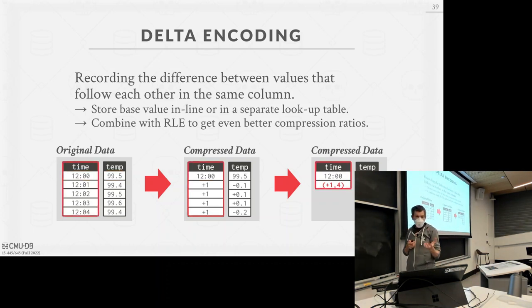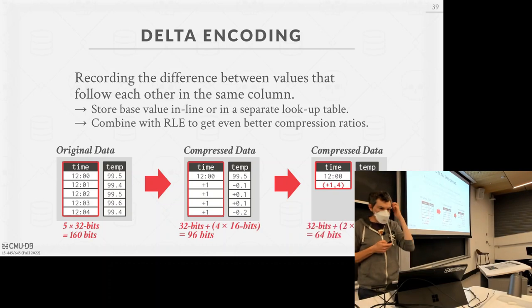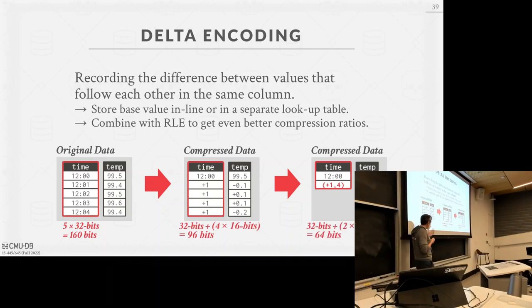All right, so we just look at this time column here. The original value was 160 bits. The compressed version of just delta encoding gets it down to 96 bits. But if we do the RLE on top of it as well, we get down to 64 bits. I'm doing this math in bits and small examples to make it more understandable. But obviously, think of tables that have billions of records. Right? These are quite significant differences.